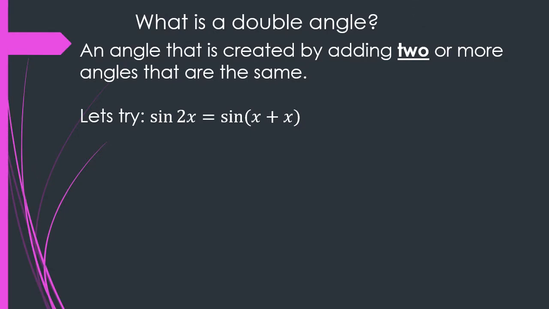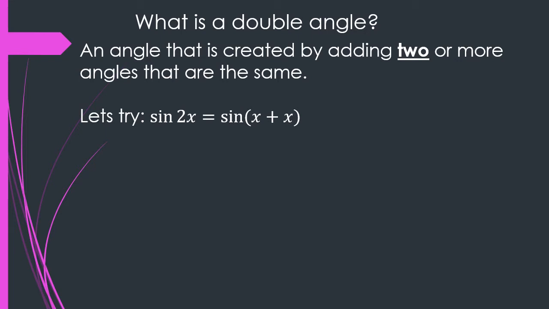What is a double angle? It's just like our compound angle last lesson. It's an angle that is created by adding two or more angles, but they're the same. So we're not adding two different angles or subtracting two different angles. We are only adding two or more angles that are the same. And we're going to focus on just two. It gets complicated and messy with more than two.